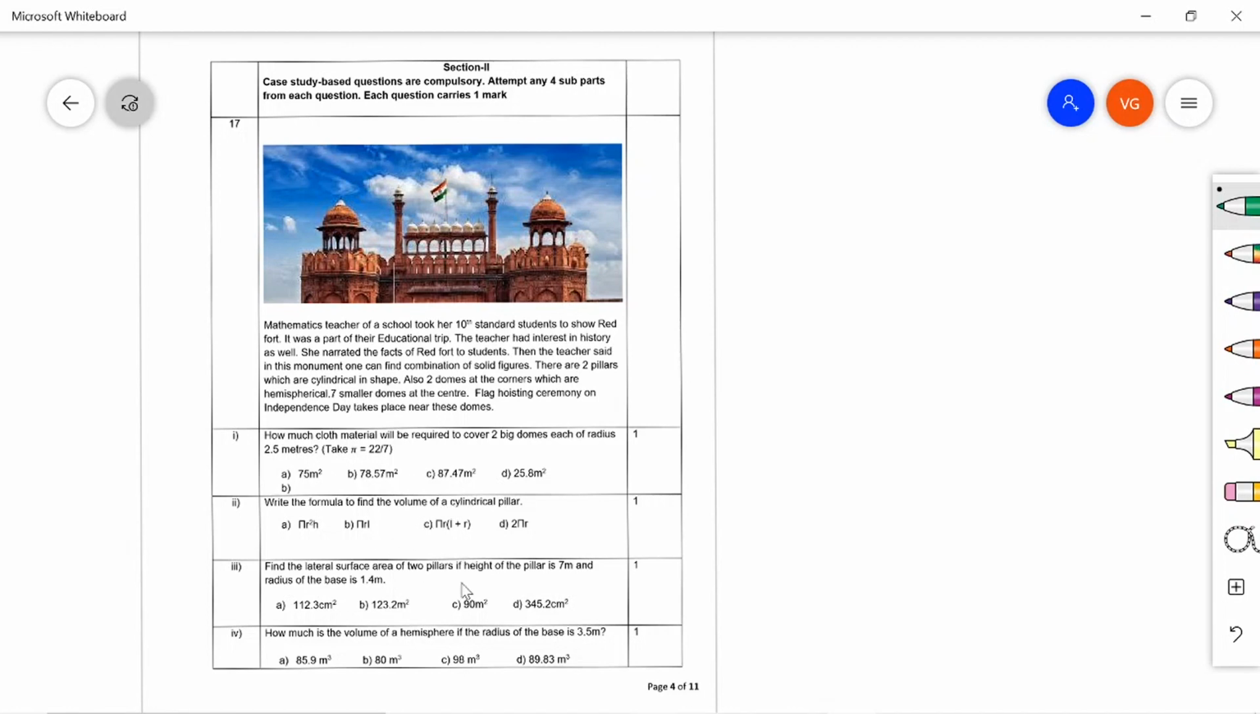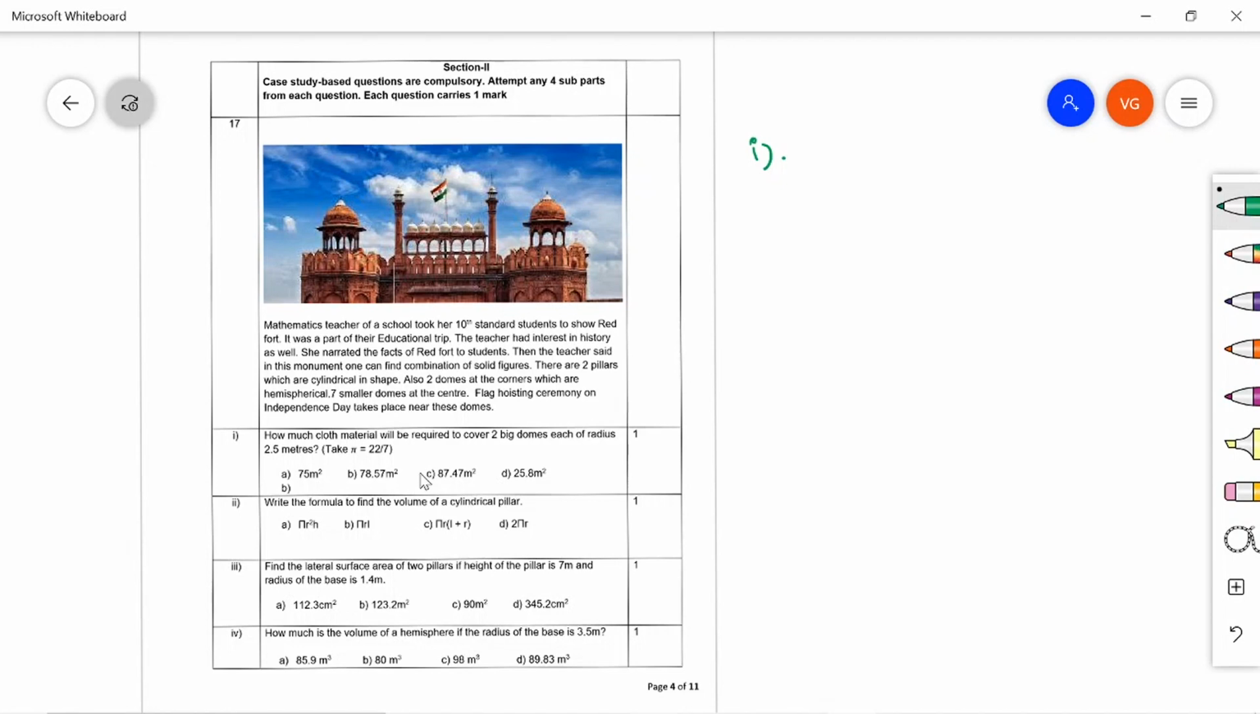You are given with these multiple choices also. Directly you can select the answer here. So there is no marking criteria here, but just selecting the answer you will get the 1 mark here. No need to show your work here, calculation part. So we'll see how much cloth material will be required to cover 2 big domes, each of radius 2.5 meter. So this is nothing but based on surface area, right?